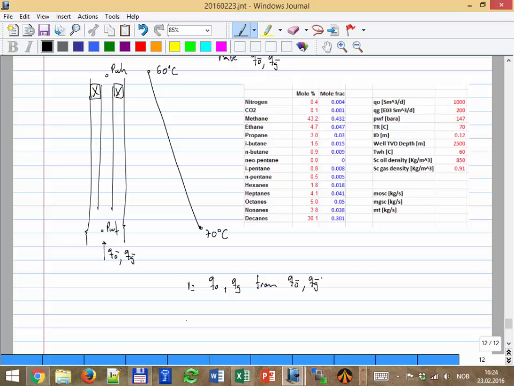So how do we do that? First, we have to know if we have single phase oil or if we have two phases, gas and oil, under these pressure and temperature conditions. And luckily we have the composition, and we have Hysys, so we can try to use Hysys for that.